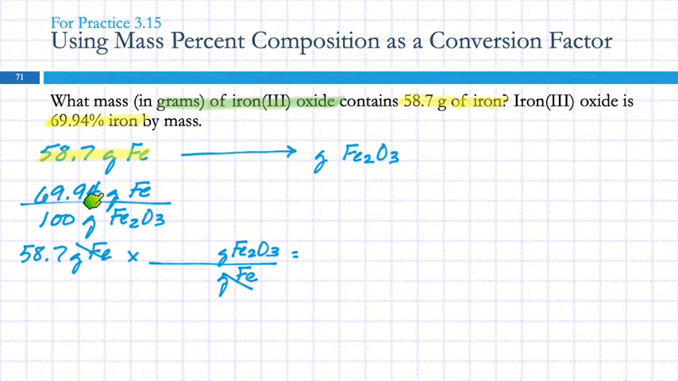Our conversion factor is here. How many grams of iron? 69.94. How many grams of the compound? 100. And when we're dealing with a percent like this, the uncertainty is indicated in this number, so it's per exactly 100 grams.